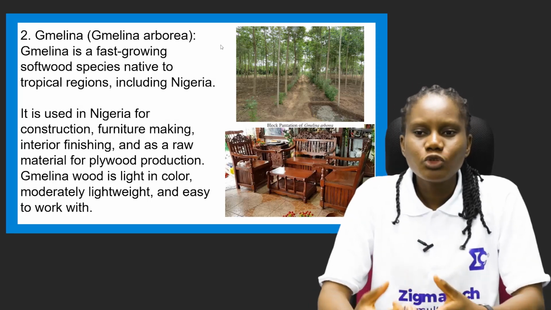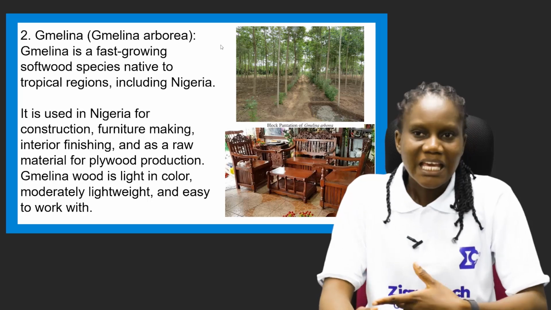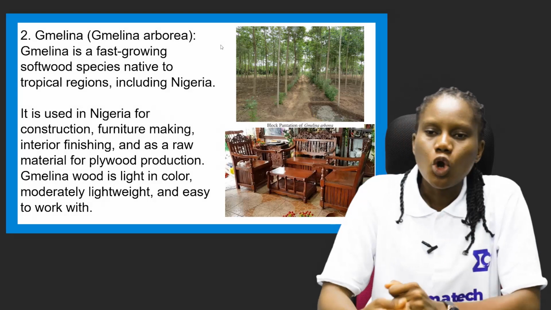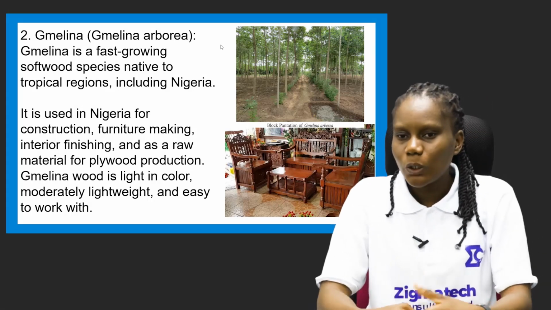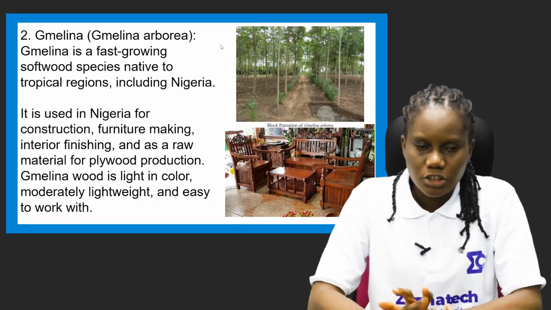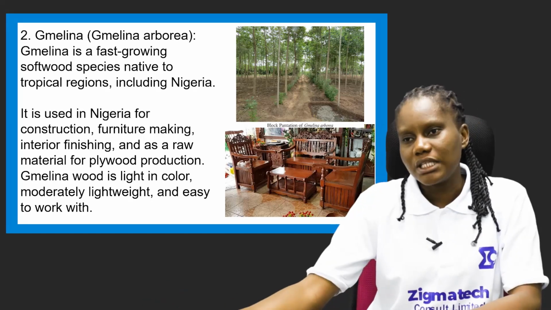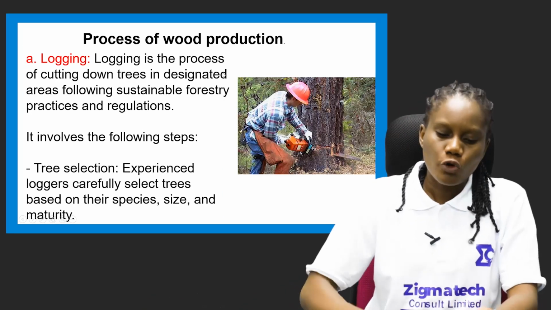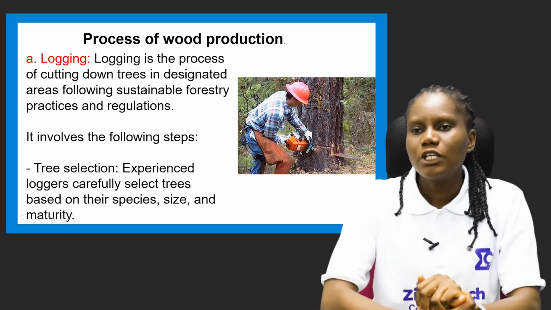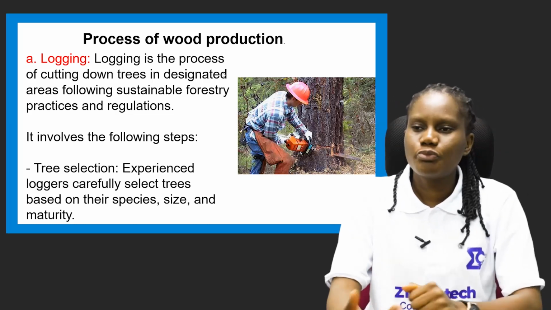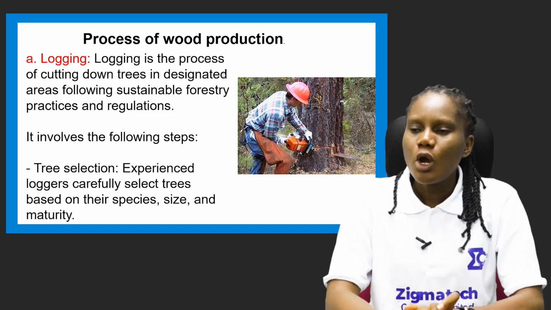So when you see your plywood production, you can as well guess whether the wood is gotten from melina tree or not. Melina wood is light in color, moderately lightweight, and easy to work with. So we have looked at two types of softwood. So let's look at the process of wood production.